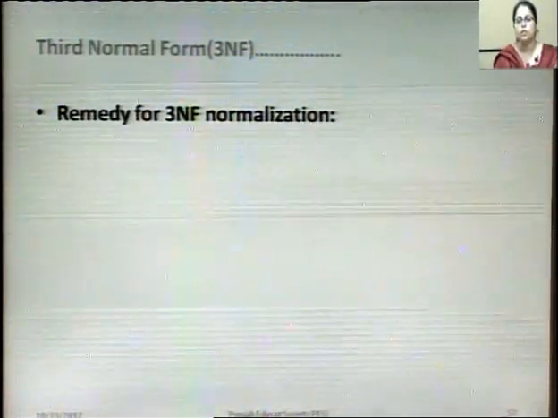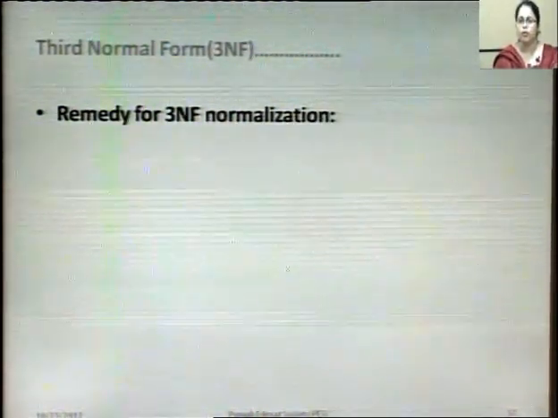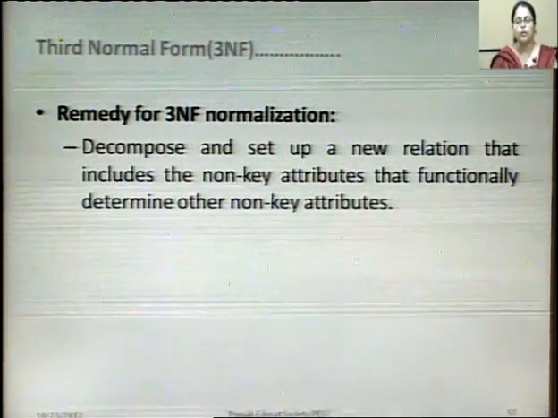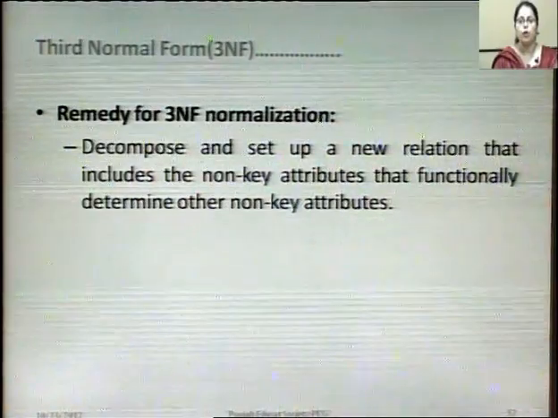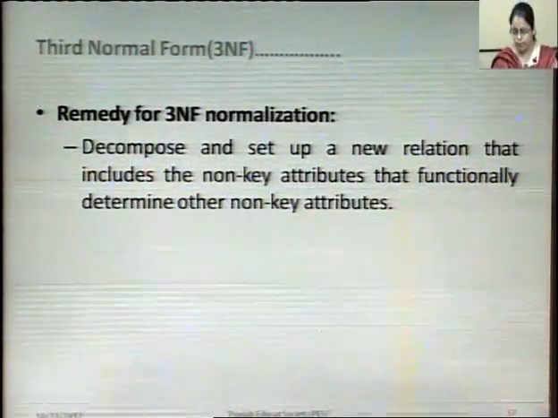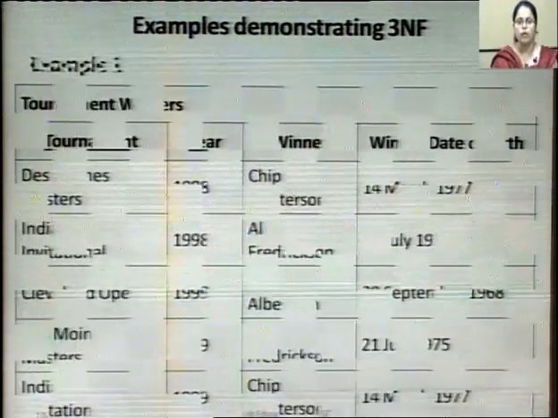For the relations that violate the third normal form, the remedy is to decompose and set up a new relation that includes the non-key attributes that functionally determine other non-key attributes. So here are some examples which demonstrate the third normal form.